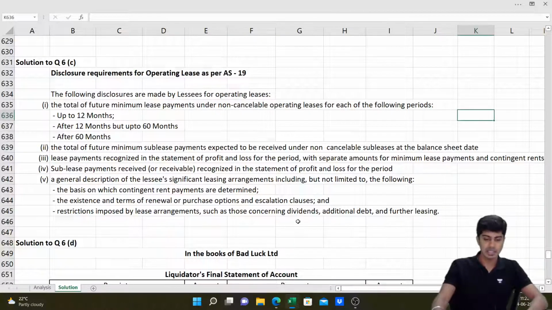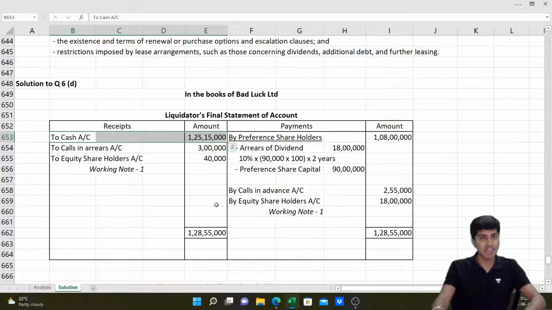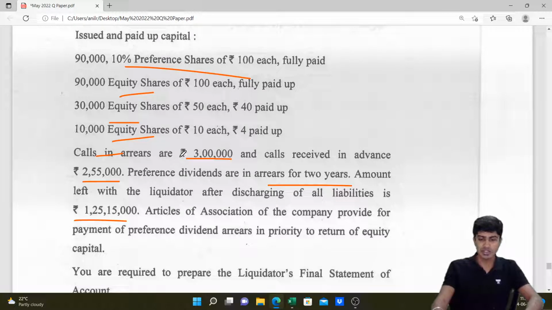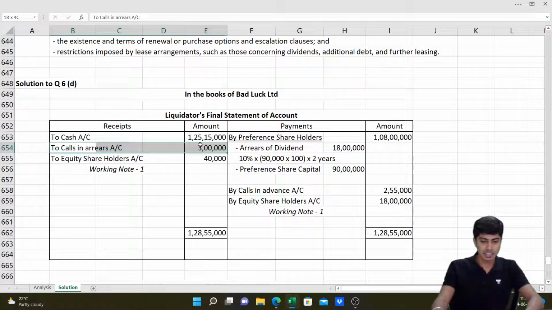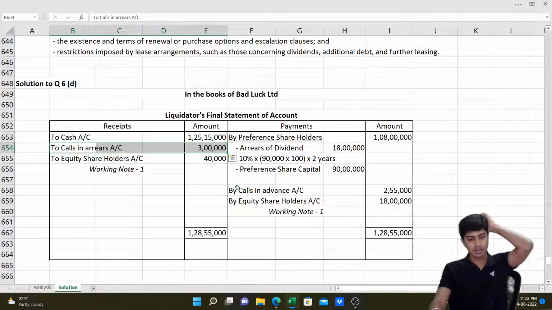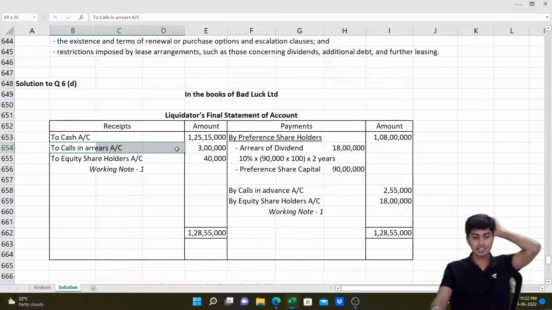Let's see this. Like I mentioned, in the books of Bad Luck Limited, liquidator's final statement of account. Cash opening balance 1 crore 25 lakh 15,000. This is after repaying all the liabilities. Then there are calls in arrears to the extent of 3 lakh and calls in advance to the extent of 2 lakh 55. I'll write calls in arrears 3 lakh. Got it? Calls in advance you will repay, 2 lakh 55, and calls in arrears you collect.